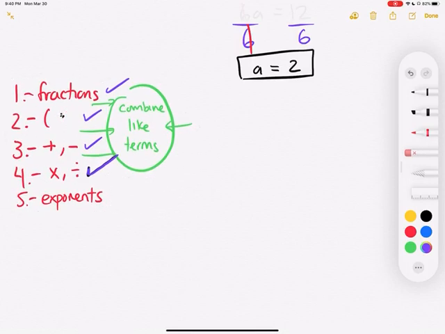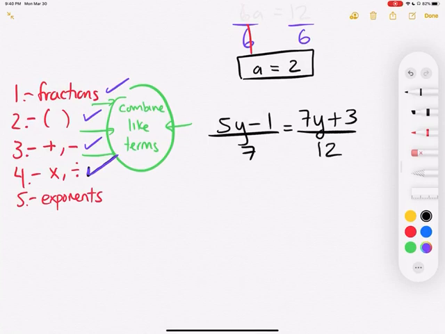So the next example that I'm going to show you is going to be 5y minus 1 divided by 7 equals 7y plus 3 divided by 12. And I have to solve for my variable, which in this case is the letter y. Now we are introducing fractions in this example. So we will have to get rid of the fractions, and I'm going to show you how to get rid of these fractions.